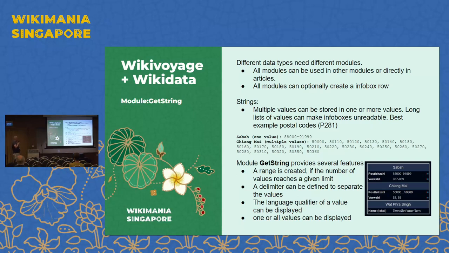Even simple string values can be difficult. As you can see, the postal code of the Malaysian province Sabah is saved as a range value, just a normal string. And if you look at Chiang Mai, you have a big list. And this big list can make your infoboxes blow up. So we had to create a module that fetches strings. In this example, you can give a limit of values. If the count of values is bigger than the limit, then this module creates a range value. So you can see in our infobox on the left side, the huge list of Chiang Mai is reduced to such a range value.